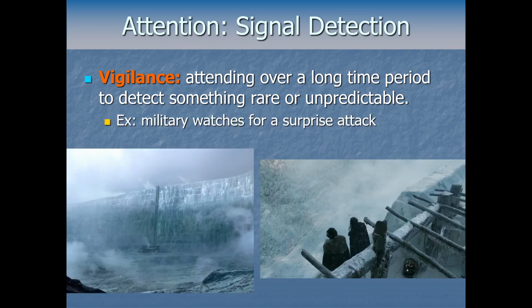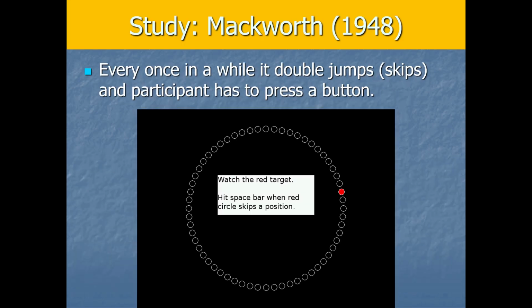So the most common example of this would be like a military setting watching for a surprise attack, or a sonar operator looking for submarines on the sonar, something like that. Now, researchers got especially interested in studying vigilance in the laboratory because of military applications like this. For example, the most classic study was way back in 1948 by a researcher named Mackworth, where he set up this simple clock-like moving display. It just goes around in short jumps, kind of like a seconds hand does on a clock.